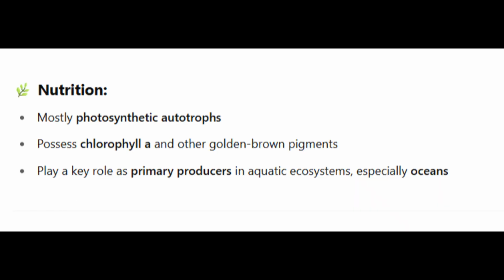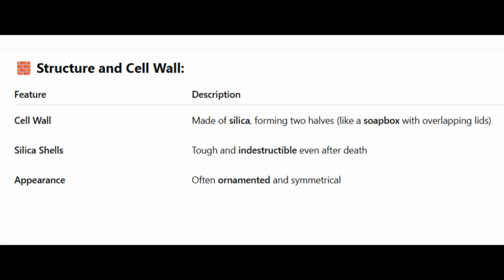Microscopic in size. Nutrition: mostly photosynthetic autotrophs. They possess chlorophyll a and other golden brown pigments. They play a key role as primary producers in aquatic ecosystems, especially oceans.